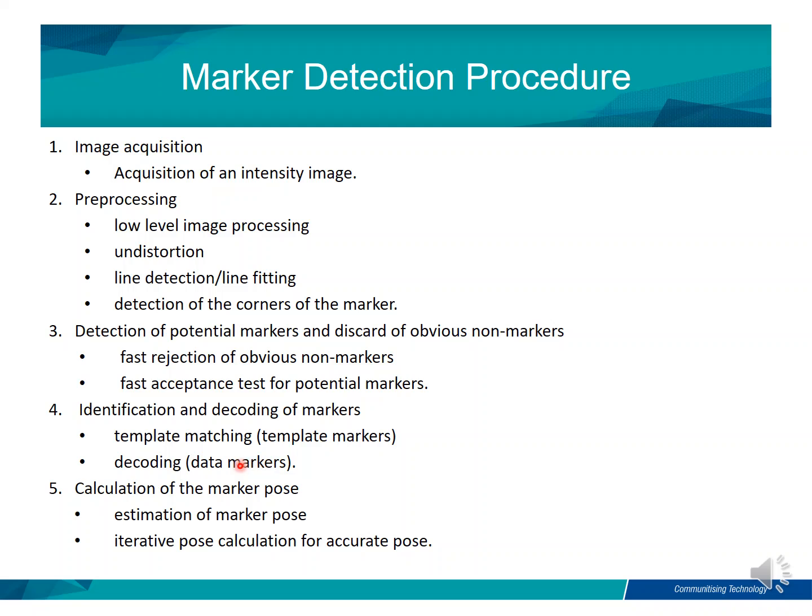On the 5th and last step is marker pose calculation. It will calculate the pose of the markers, and inside this step it will estimate the marker pose, the coordinates, and so on. It also performs iterative pose calculation for an accurate pose. It keeps calculating the pose to get the accurate pose, or accurate coordinates, of that marker.